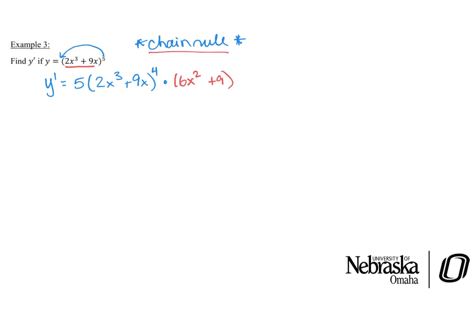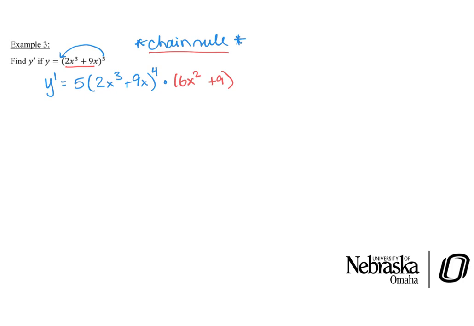So again, we're taking the derivative of what we would consider the outer function, the big exponent in this case. Same rules we used before: multiply the exponent in front, decrease the exponent by 1, but then we multiply the whole thing by the derivative of what's on the inside.